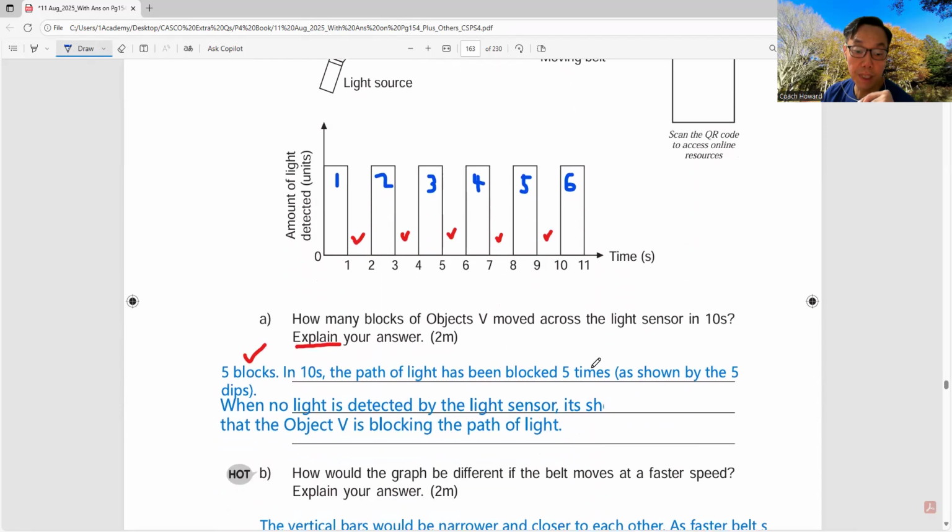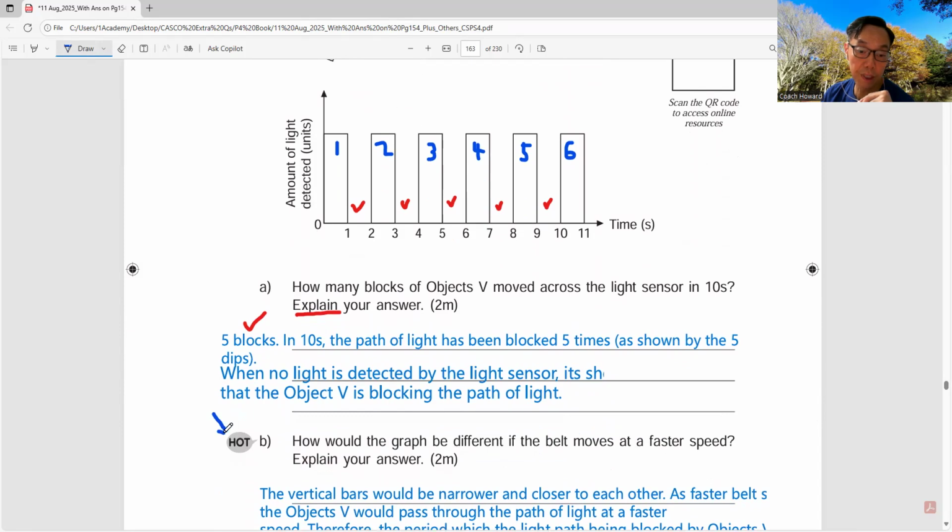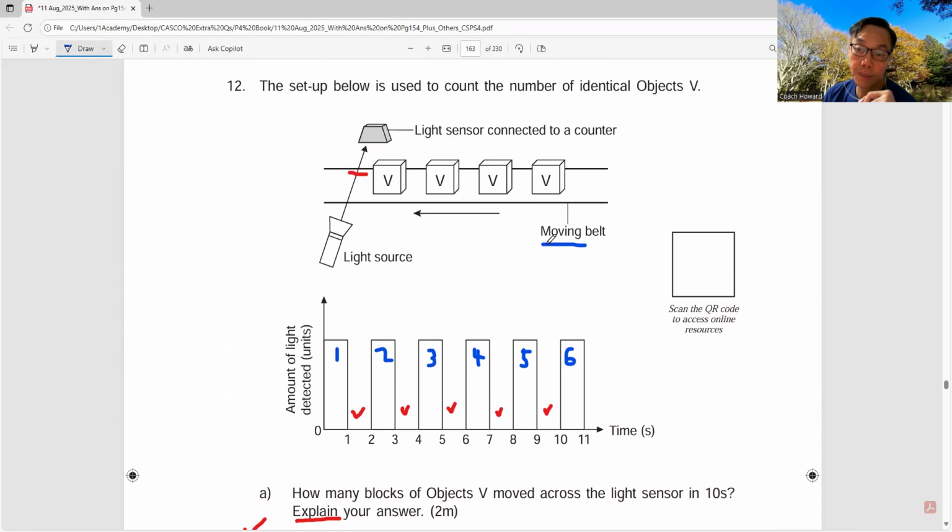Okay, next, part B. Notice this part B is a higher order thinking skill question under HOT. How would the graph be different if the belt moves at a faster speed? The belt is traveling at a faster speed. So you notice here, there's an interval of 1 second before the next block is being detected, because from 1 to 2, there's a 1 second interval. So moving at a faster belt speed will result in the interval being shortened, perhaps 0.7 seconds or 0.5 seconds.